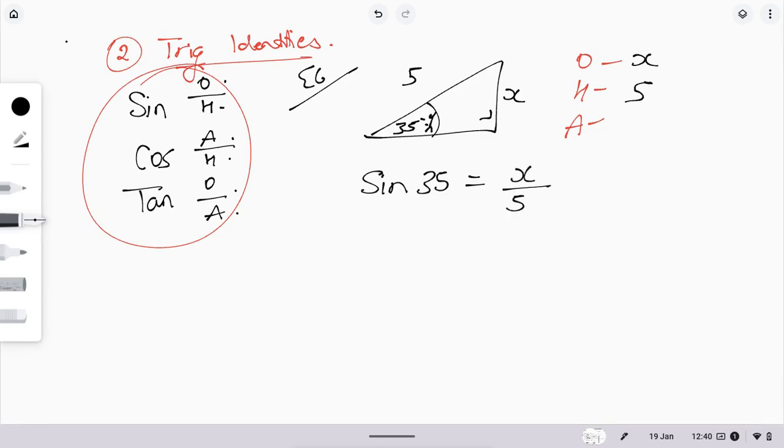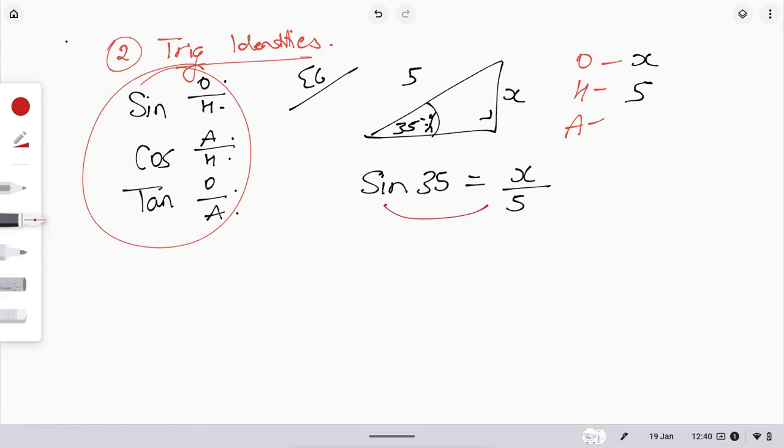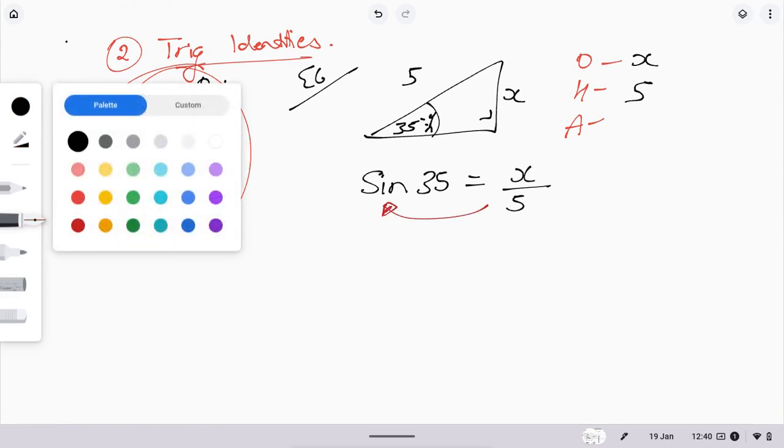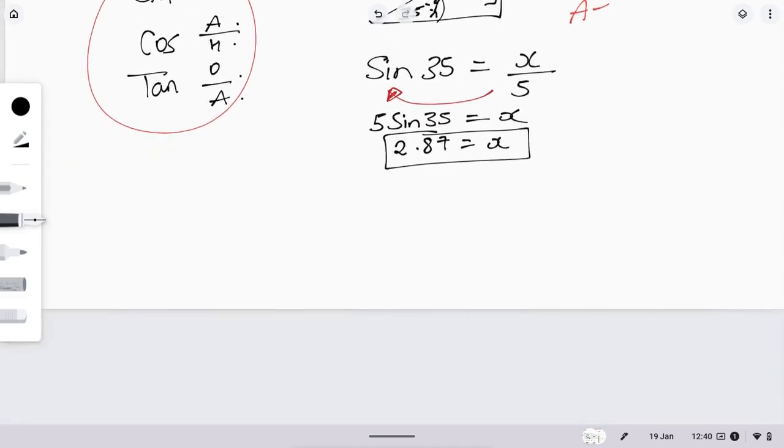Now once we have this, we're just going to bring whatever's on the bottom, not always the number, whatever's on the bottom, in front here. So what I've got is 5 sin 35 is equal to x, and then we type that into our calculator. 5 sin 35, press equals, to 2 decimal places, 2.87. So x, and again, it looks right. It's not more than 5, which it can't be. Now, that could be any version of that.